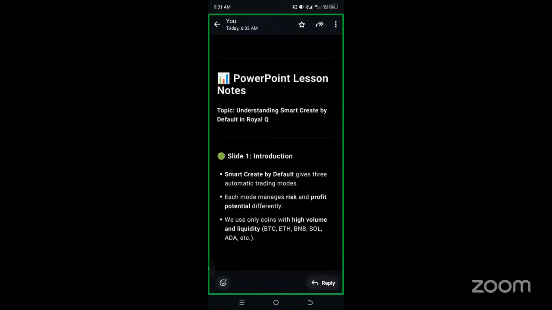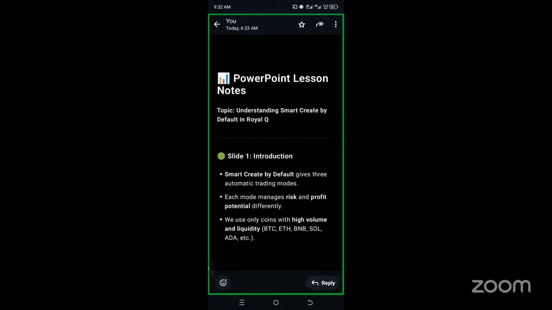Yesterday, we introduced the ways of setting robot, and we saw two ways. One is the RoyalQ default smart create, and another one is customized setting where you can do your own. But there are major three important areas we need to go through before we enter in the setting.